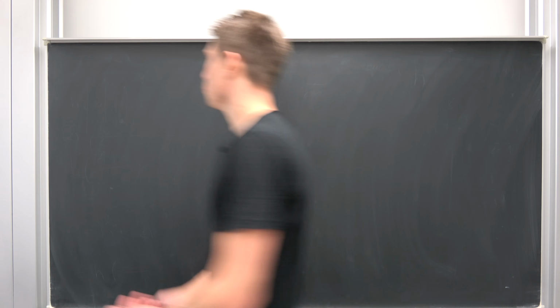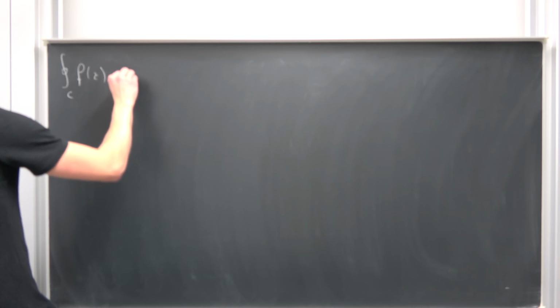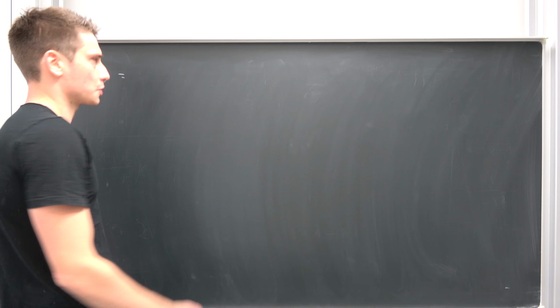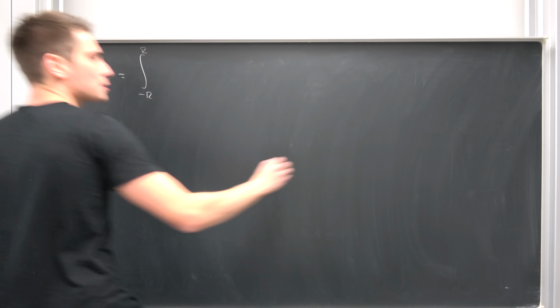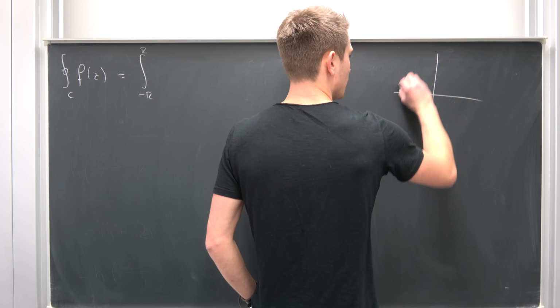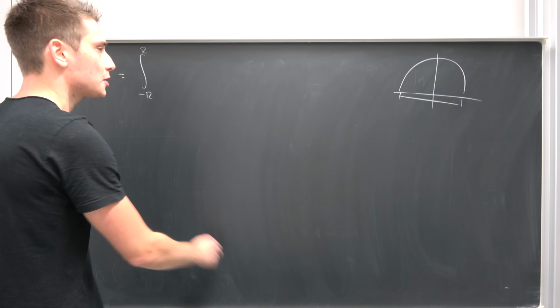Okay, what do we have now? We have gathered that the contour integral over f of z over this closed contour is equal to 2... So we had this part from negative r to r. I'm going to draw it once again. We had this part right here from negative r to r. This is one line integral.